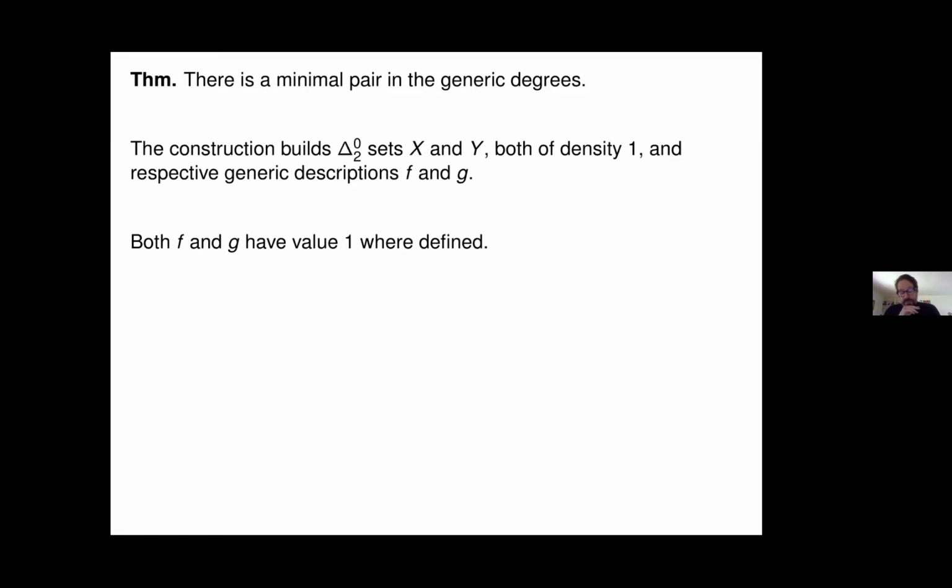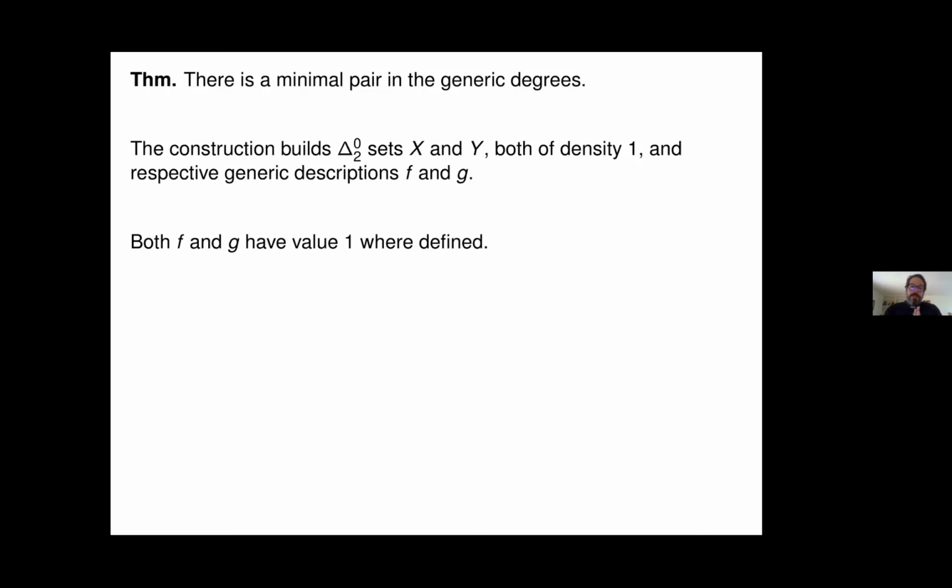Now, when building something to be a minimal pair, I could, of course, build many different generic descriptions of x and many different generic descriptions of y, to provide witnesses for these minimal pairness requirements that I'll talk about in a second. As it turns out, in this proof, I only need to build one of each. Furthermore, these descriptions f and g will both have value 1 everywhere that they're defined. So all that's going to matter is where they are defined.